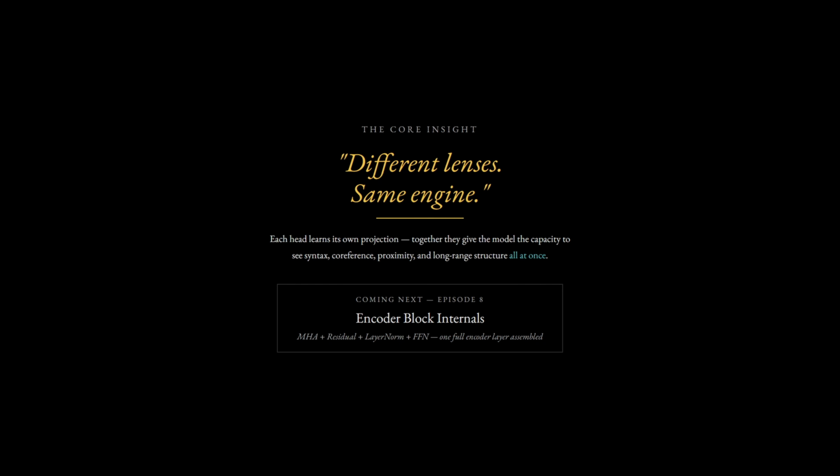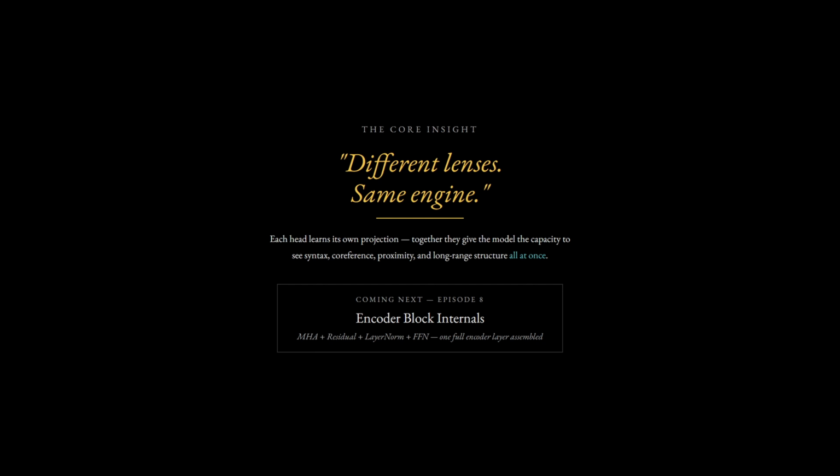Multiply representational capacity by running H attention operations in H different subspaces. Keep the computational cost bounded by shrinking each head's dimension proportionally, and integrate the parallel outputs through a learned W_O that knows how to combine them.